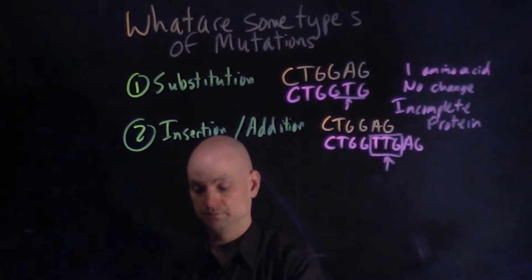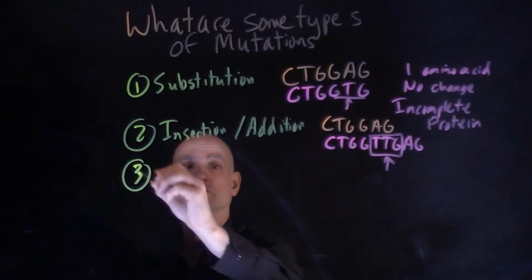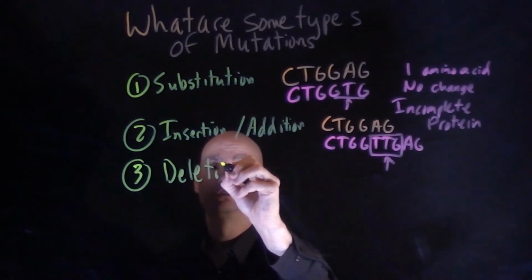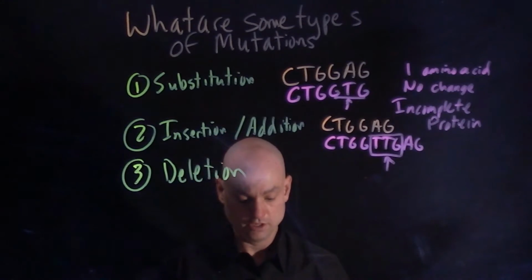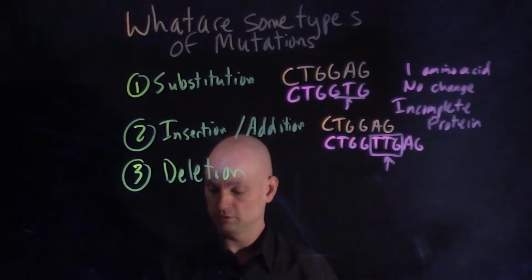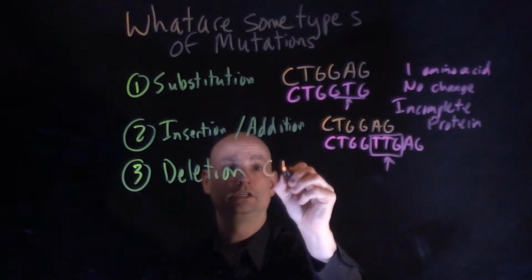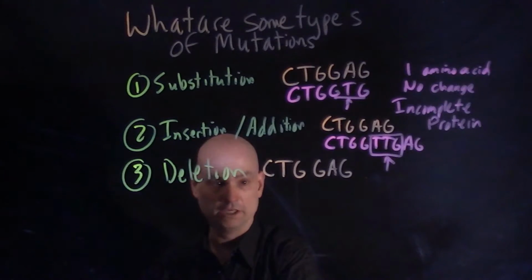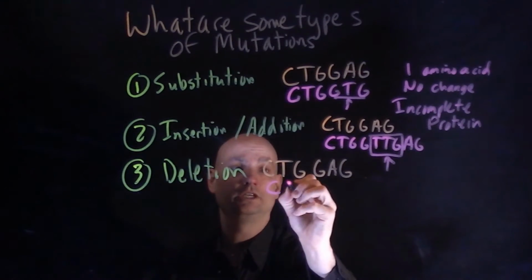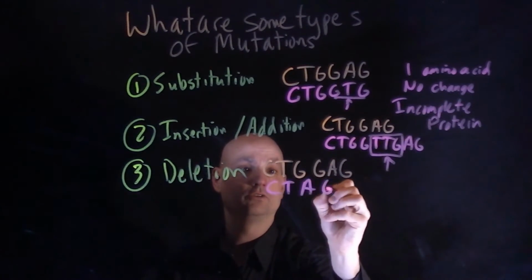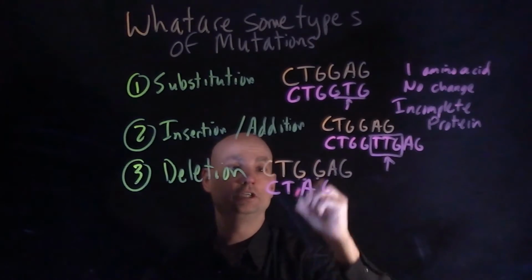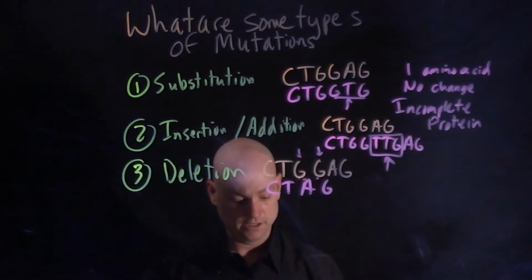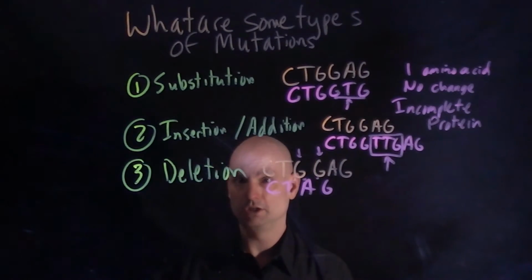Okay, our third one. If we can have an addition and an insertion, obviously we could have a deletion as well. So a deletion, just as it sounds, we're going to take our normal sequence, CTGGAG, and we're going to remove some of the bases. So we're going to have maybe a CTAG. We remove these 2 middle G's right here. And again, we could really cause a major change.